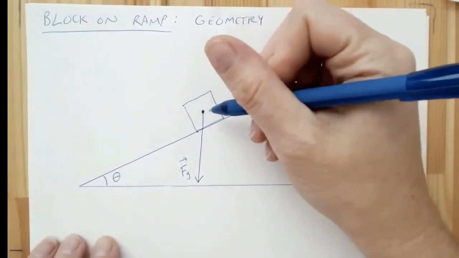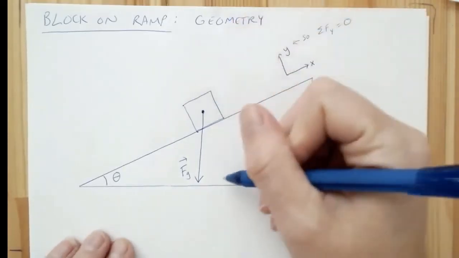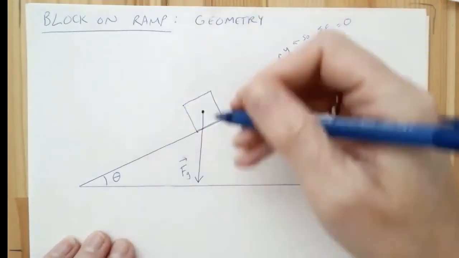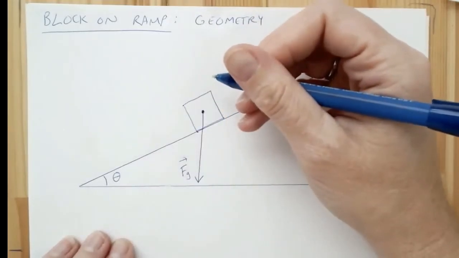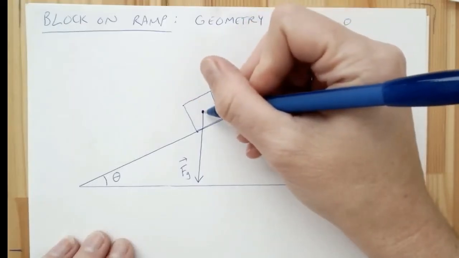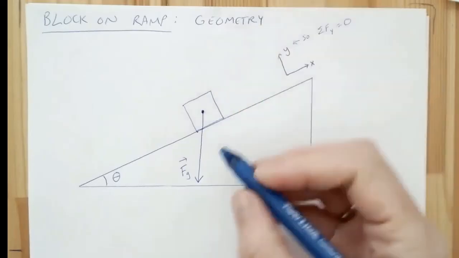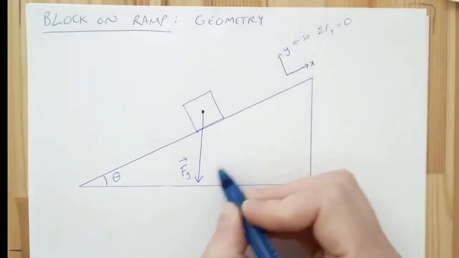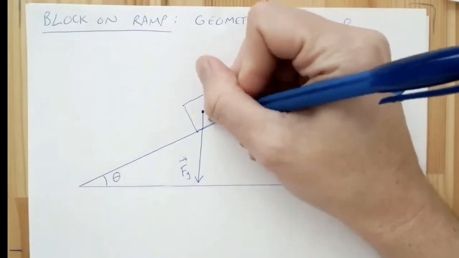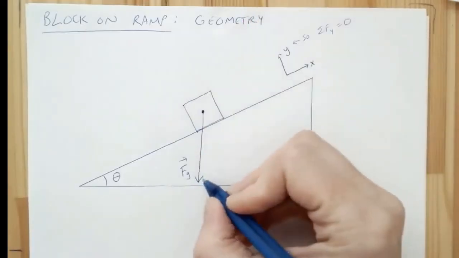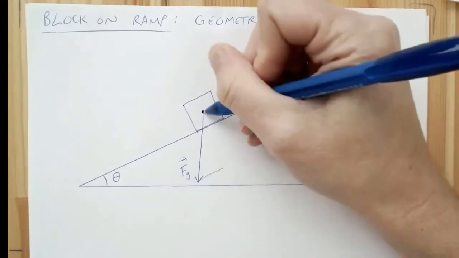All right, so what I'm going to do now is basically just draw out the triangles that you use in order to get those components, and show some of the geometry that you use to identify which side is cosine and which side is sine. So we see here that there'll be a component of the weight that's parallel to the ramp and a component that's perpendicular. So I'm going to then draw in these components.